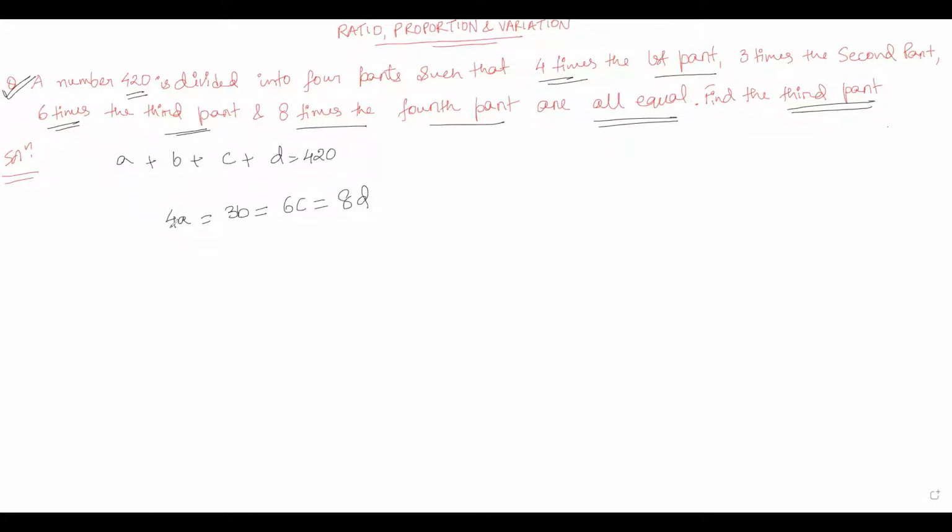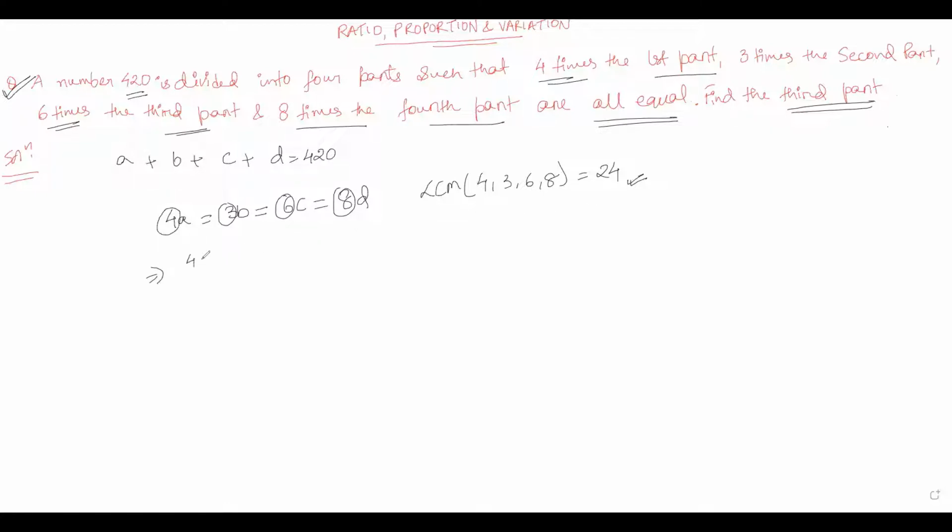Now, in such kind of questions, it is better to find the ratio of all these parts. So if you look at the coefficients, this is 4, this is 3, this is 6, and this is 8. So if you find the LCM of 4, 3, 6, and 8, this comes to be 24. HCF and LCM videos have already been uploaded, so you can go through that video if you are unable to find the LCM. So let us divide this by 24.